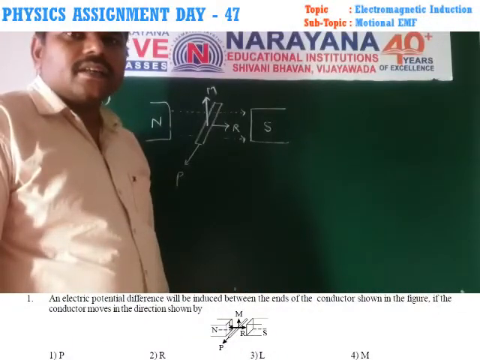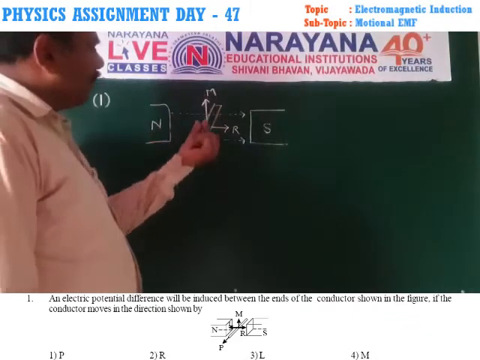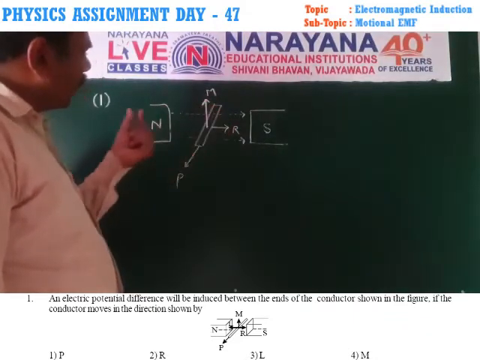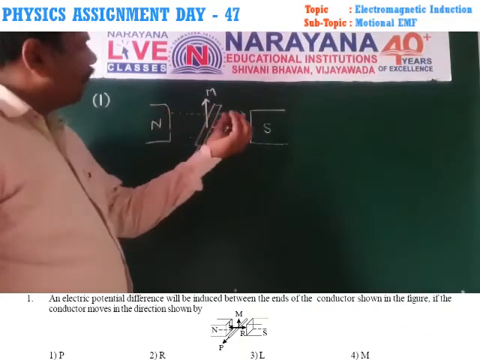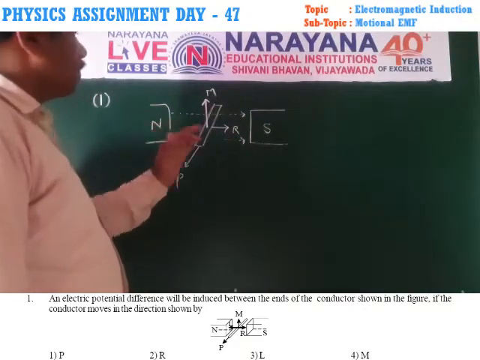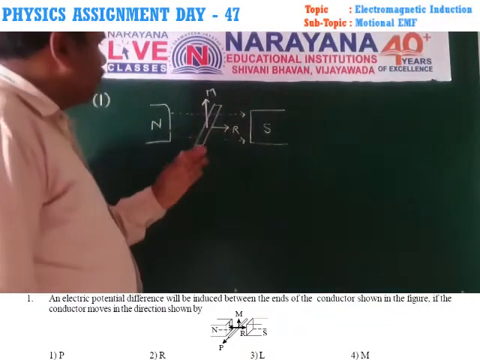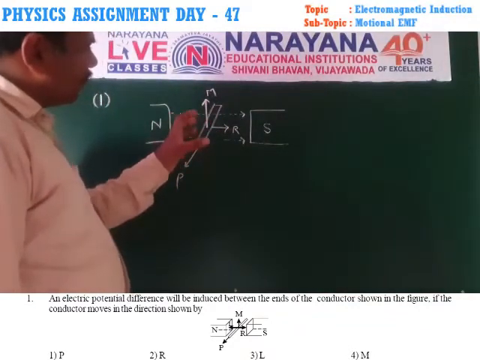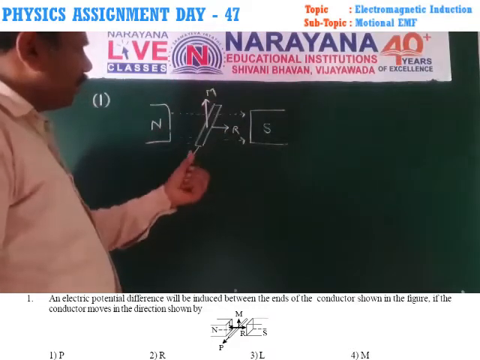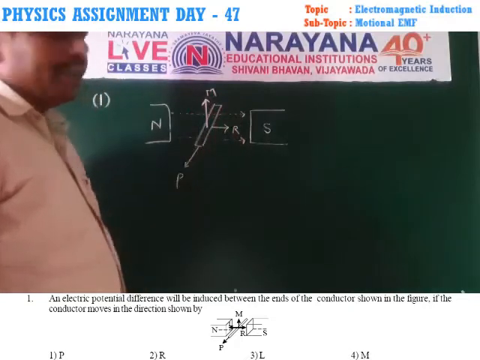In the first question of the assignment, a straight conductor of length l is oriented like that between the poles of two bar magnets, north pole and south pole. The magnetic field is along the r direction. In which direction must the conductor be moved so that you produce an EMF?